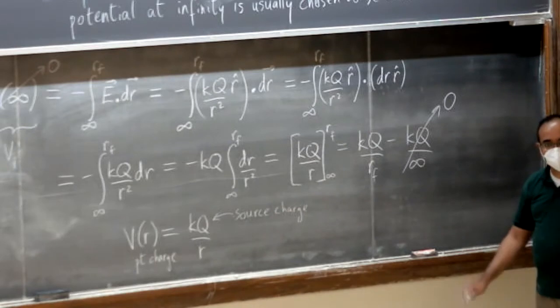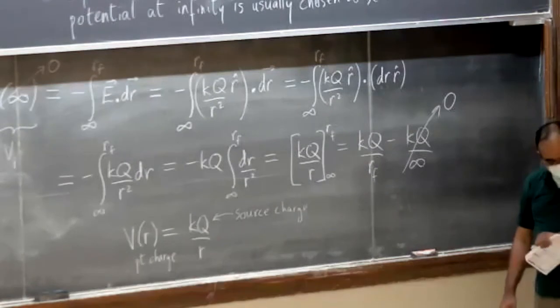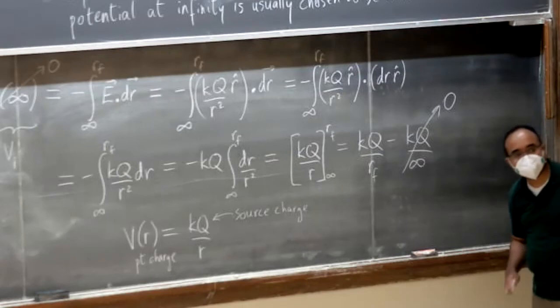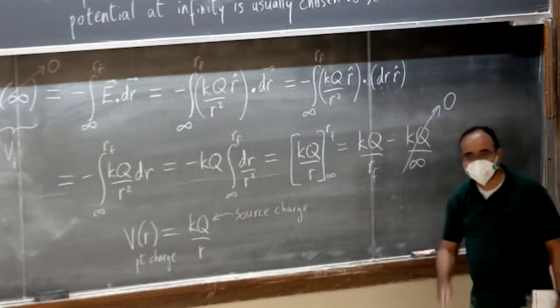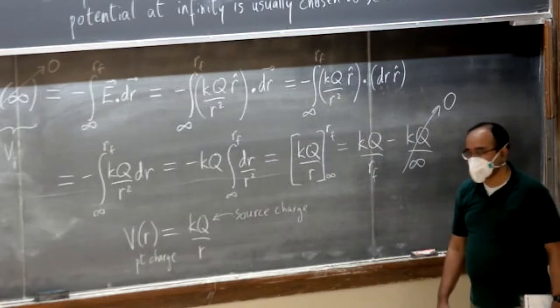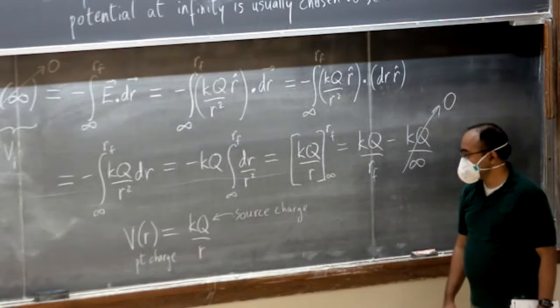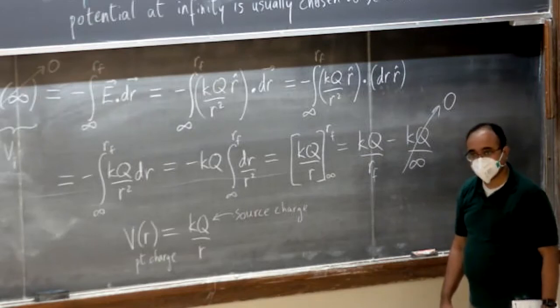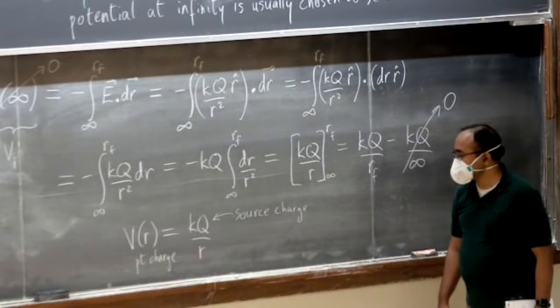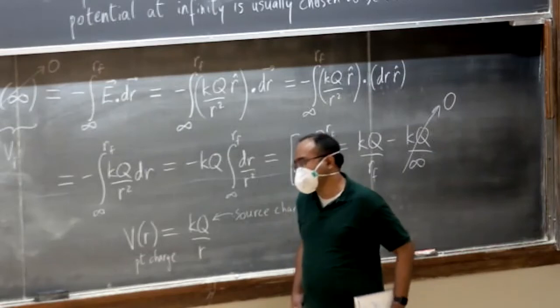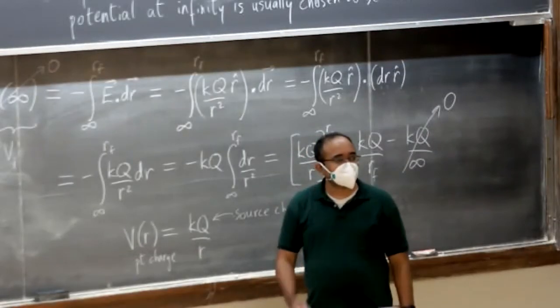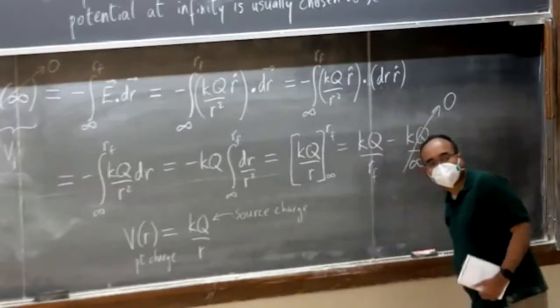Questions about any of the steps? Yes, is it necessary to write the V of r as a function, like do we include the r every time? I mean, it depends on the context. Yeah, it depends on the context. Other questions?